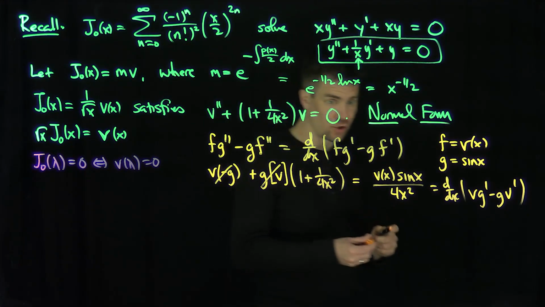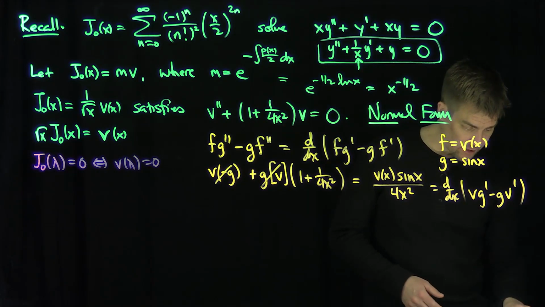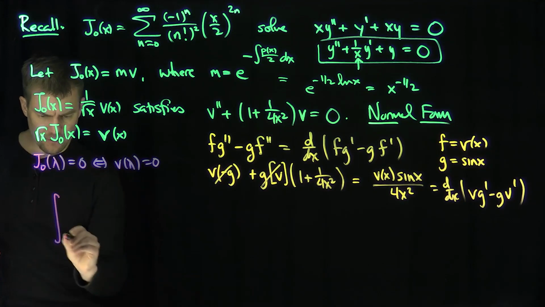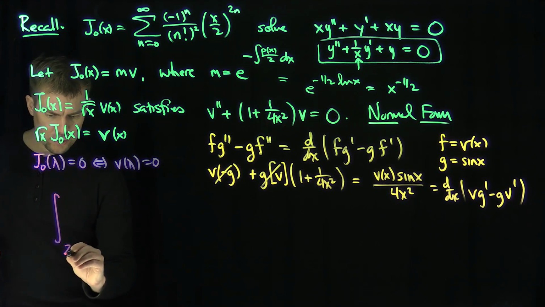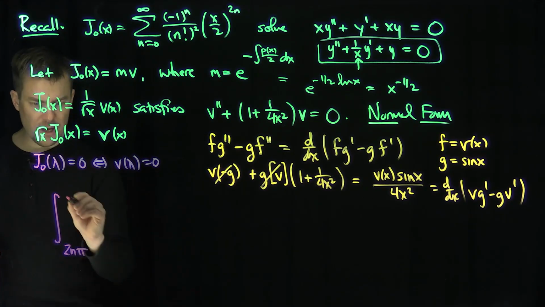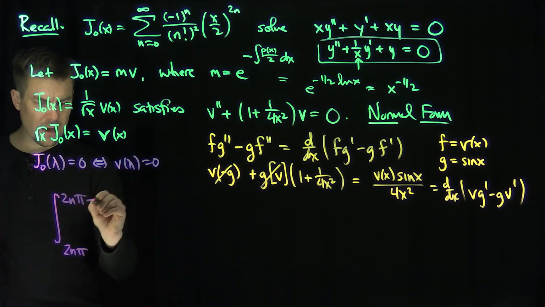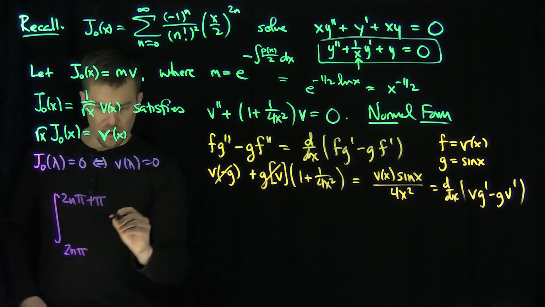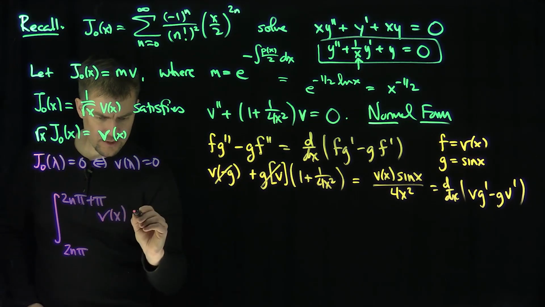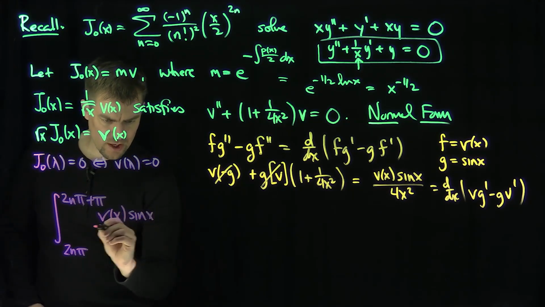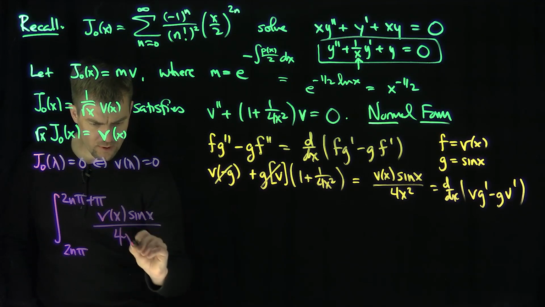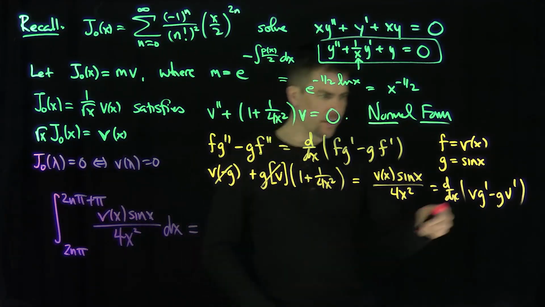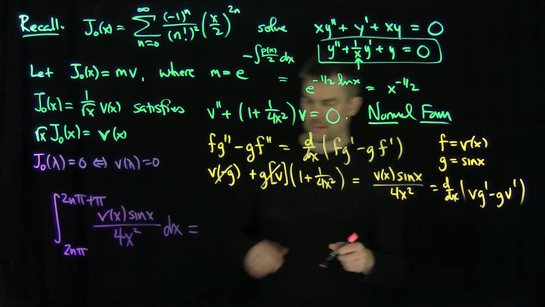So now I'm going to take this relationship over here and integrate it over a particular interval. Let's consider the integral from 2nπ to 2nπ + π of our function v of x times sine of x, which is our g, over 4x squared dx. Well, this is the integral of this derivative, so this is just going to be what?